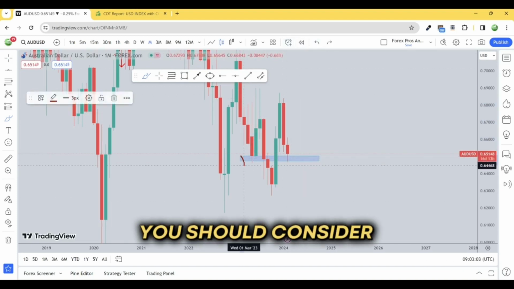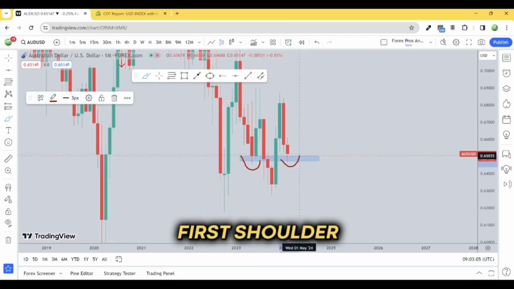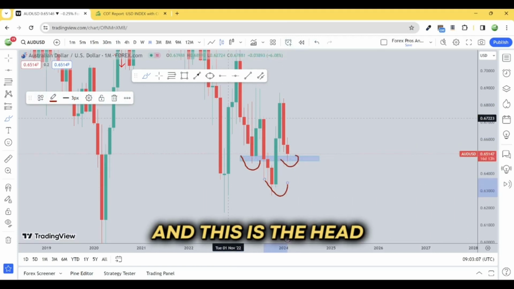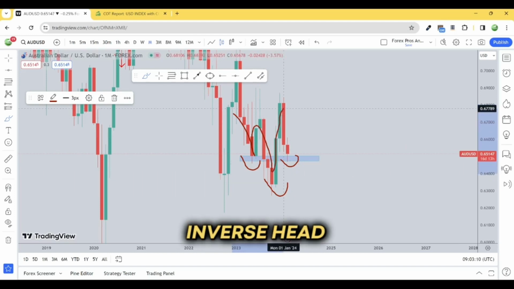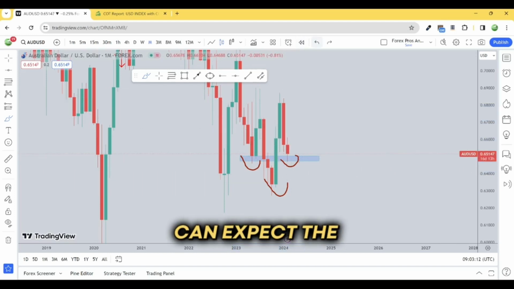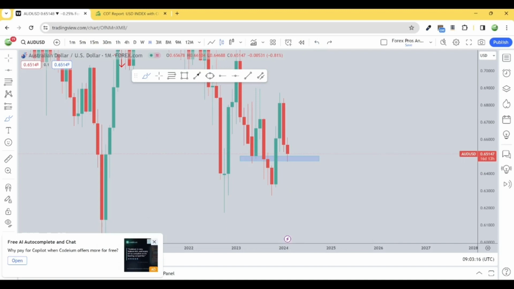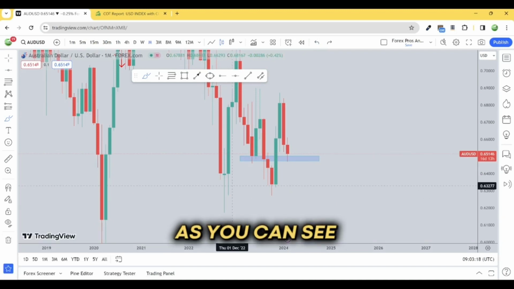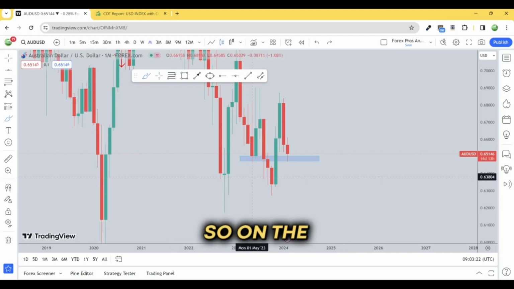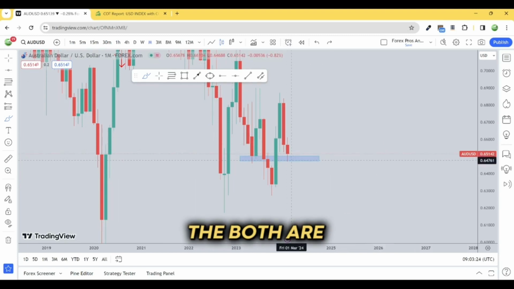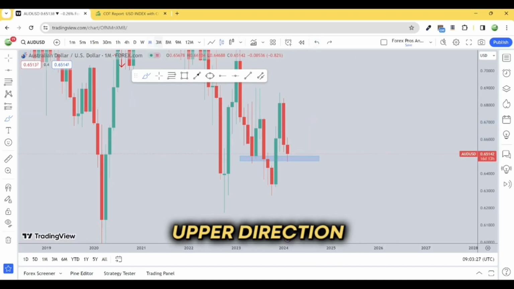Secondly, one thing you should consider is that this is the first shoulder, this is the second shoulder, and this is a head. So basically it's making an inverse head and shoulders from where we can expect the market to go towards the upside on the monthly time frame. Another thing, as you can see, is that this is also a USD pair and gold is also a USD pair. So on the monthly time frame, both are aligning to go in the upward direction.